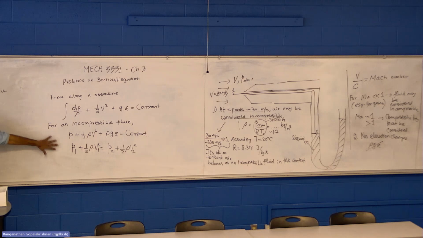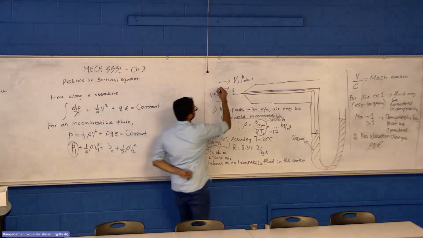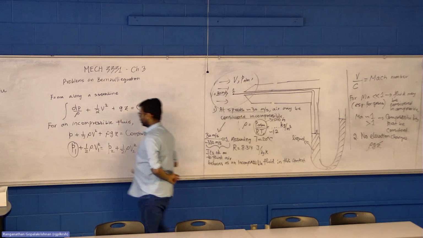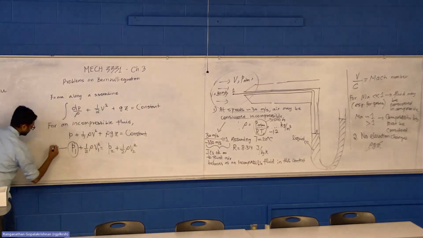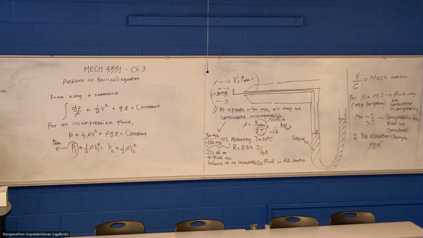Okay, so here's the cheat code for every problem in this topic. Identify 2 points and apply Bernoulli equation between those 2 points. What do we know about P1? P1 is the pressure with which the fluid approaches this pitot tube. So P1 is atmospheric pressure.